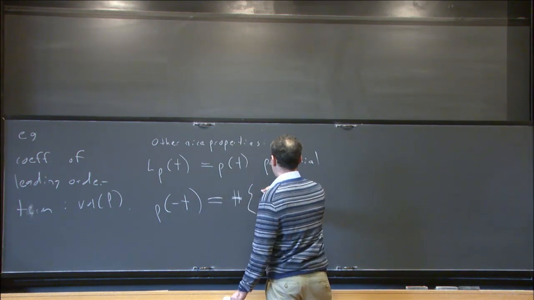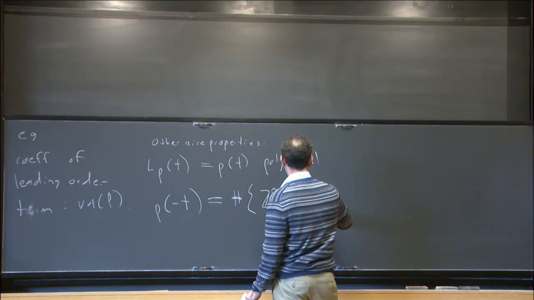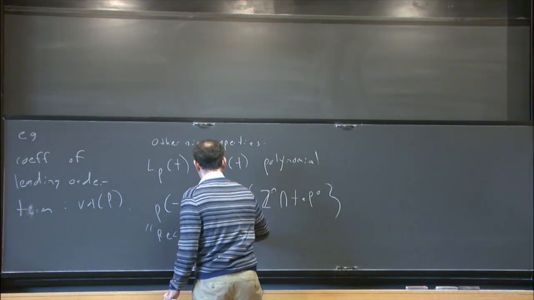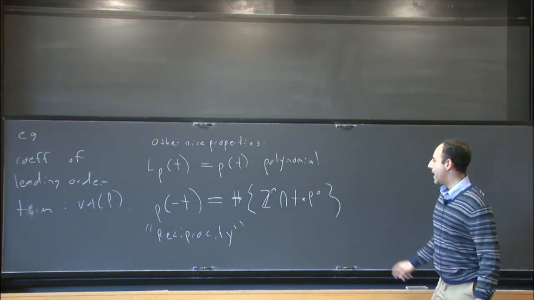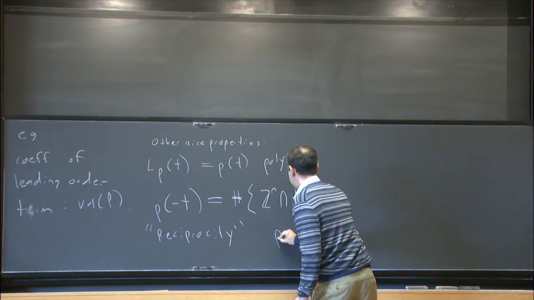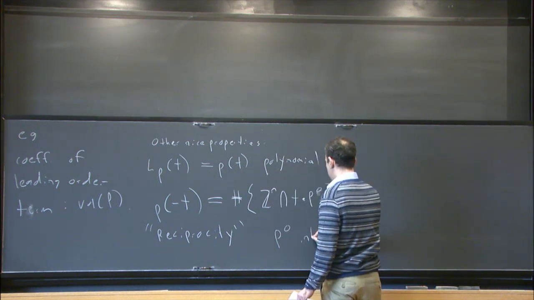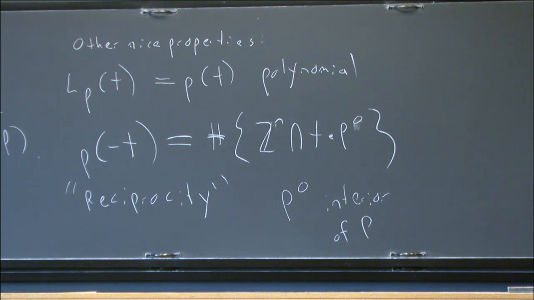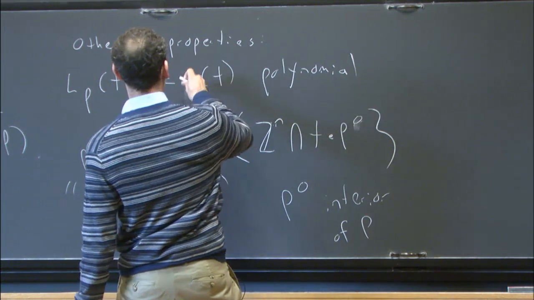This is called the reciprocity theorem. Right, this P naught is the interior of my polytope, the interior of P. Please stop me if you have any questions, especially about issues of handwriting, since we're just symplectic geometers and not combinatorialists. There's a little issue: the polynomial and the polytope are denoted by the same P. Okay, I'll call the polynomial Q of t to avoid that.